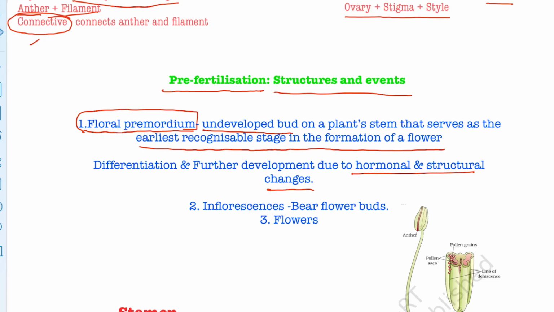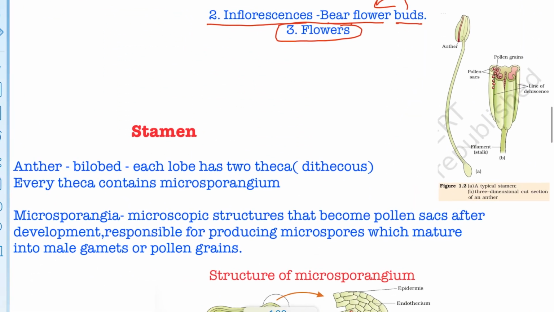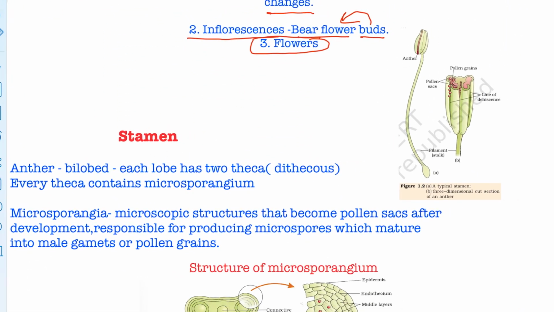Okay, then the inflorescences are developed. What are the inflorescences? Arrangement of a cluster of flowers on a floral axis. We can also say that buds start forming and they start bearing flowers, and at last flowers are formed. Okay, so these are the pre-fertilization events. Now how the male and female gametes are formed, we will discuss them.